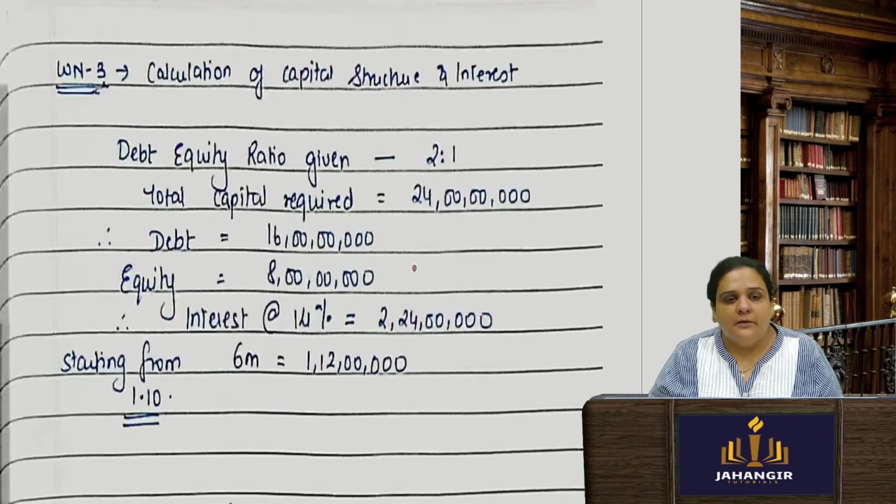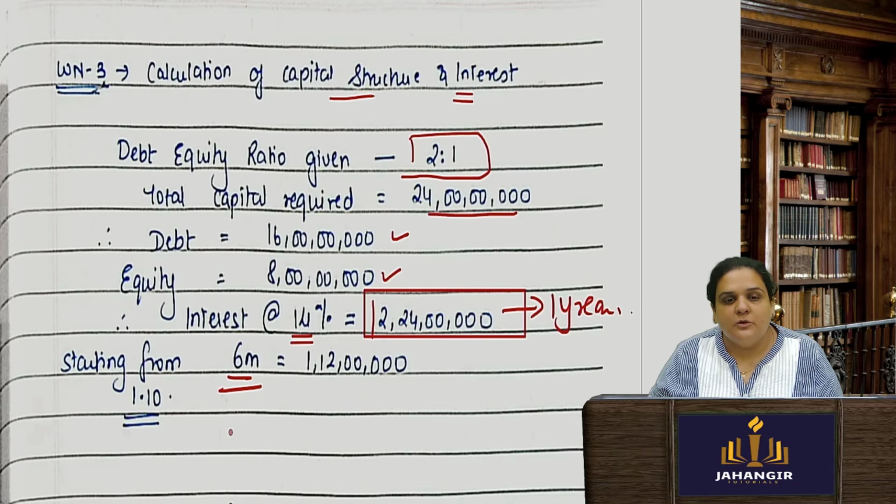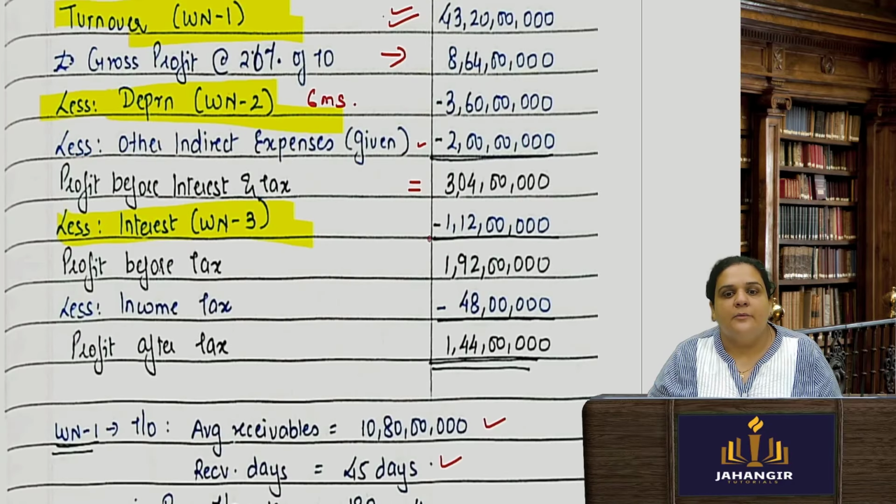Now, interest working note. Calculation of capital structure and interest. Debt equity given 2:4. Total amount of capital required is 24, I told you. So, debt will be 16 and equity will be 8. Interest is 14% of 16 crore, 2 crore 24 lakhs. But this is for the full year. Right? I need only for 6 months because it is from 1st October. So, it will be half, 1 crore 12 lakhs. So, your interest figure is also 1 crore 12 lakhs.